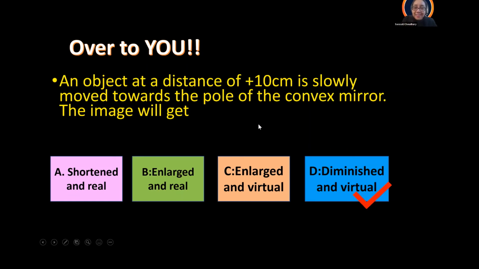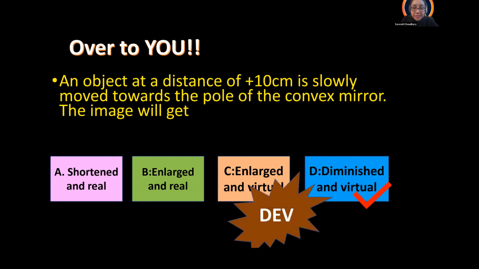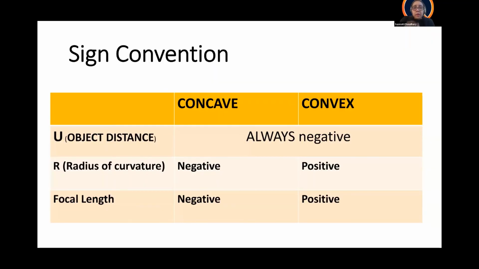So the correct answer is diminished and virtual. I'm hoping 100% that you have remembered the mnemonic DEV, that is diminished, erect, and virtual. Whatever the case for a convex mirror, the image will be DEV in nature, that is diminished, erect, and virtual. Okay.